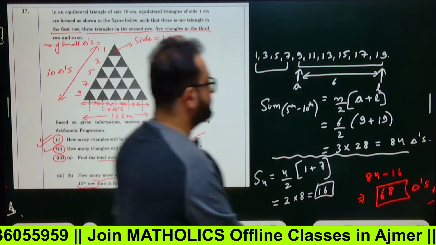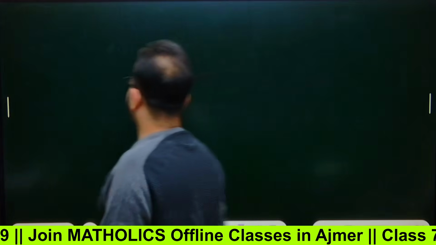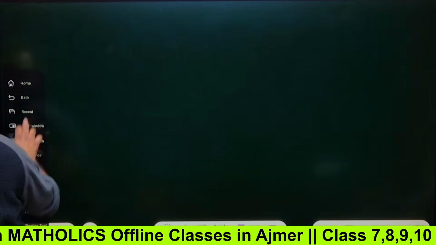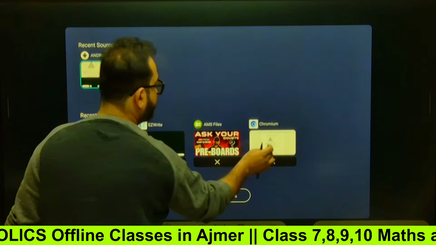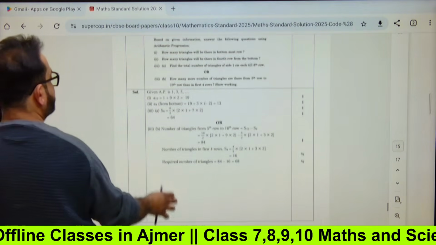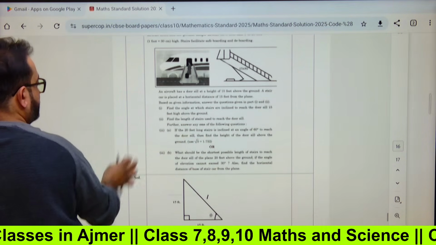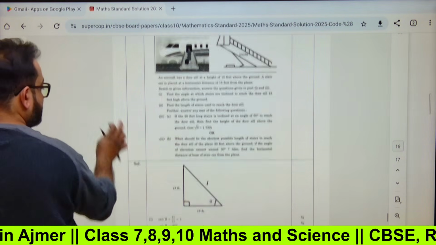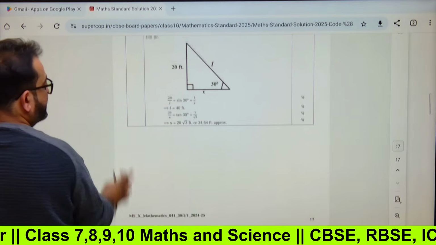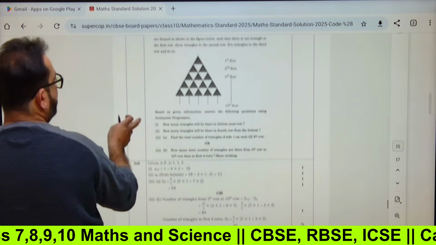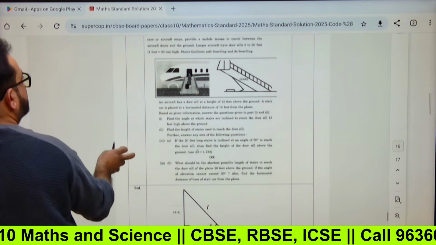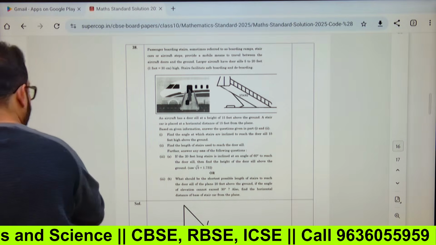The last question I am dropping for you. It's for your practice. We have to end this class right now. This last question is there and it has a solution. Very easy. You just have to use applications of trigonometry. Use tan theta, sin theta, cos theta and get the answers.